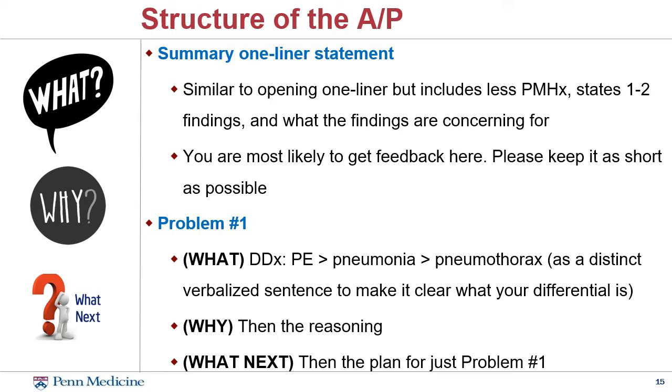You will see some people try to present this as, I think this is PE because the person recently took a long bus ride. They have unilateral leg swelling, but their Wells score is 1, so I'm not really sure about PE. I guess it's possible it could be pneumonia because the patient had fevers. So when you do that, it's very hard for the listener to actually sit there and say, what does the student actually think the number 1 and number 2 diagnoses are?